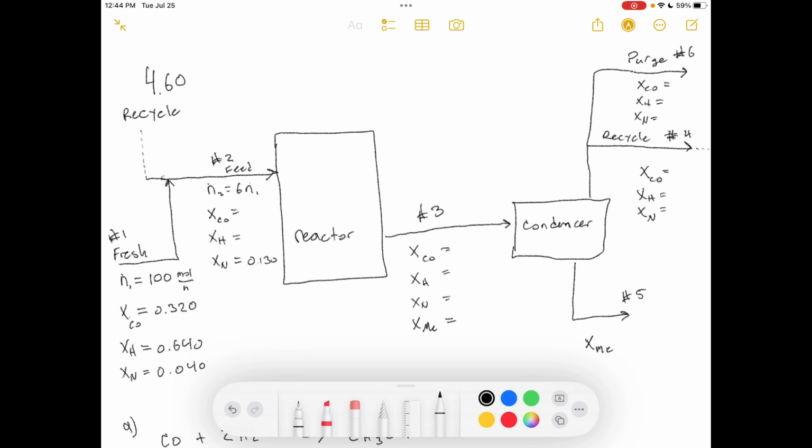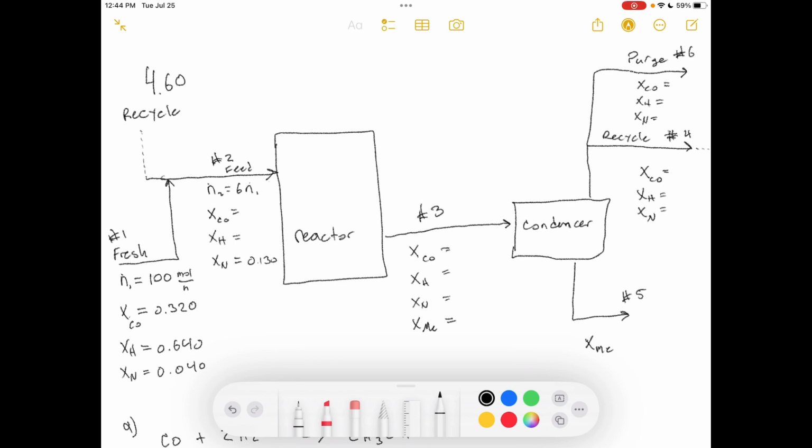The gas stream is split into 2 fractions. One is removed from the process as a purge stream, and the other is the recycle stream that combines with the fresh feed to the reactor. I've got a picture of the process here written out with all the information that they give to us.